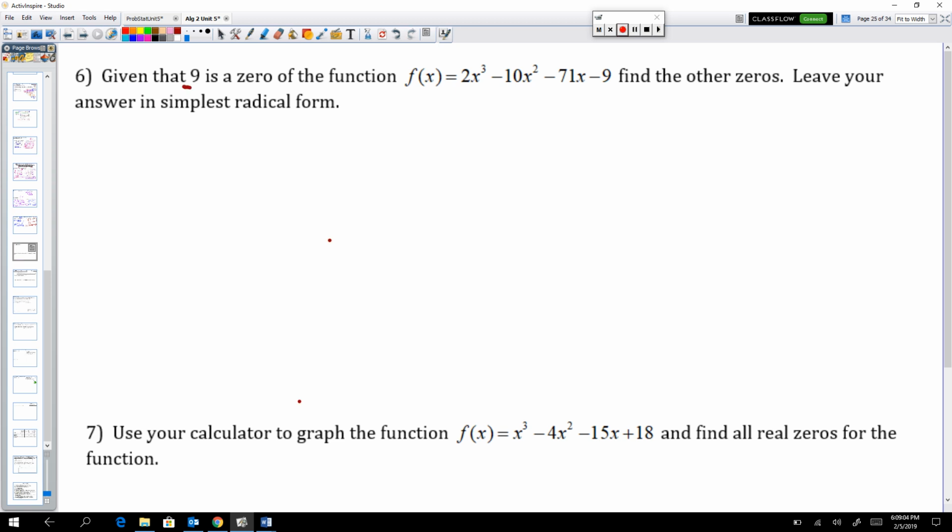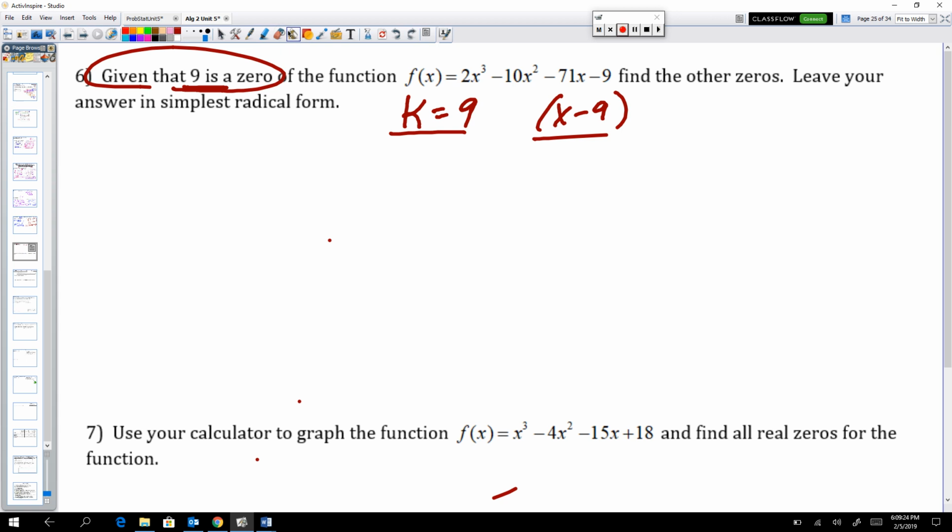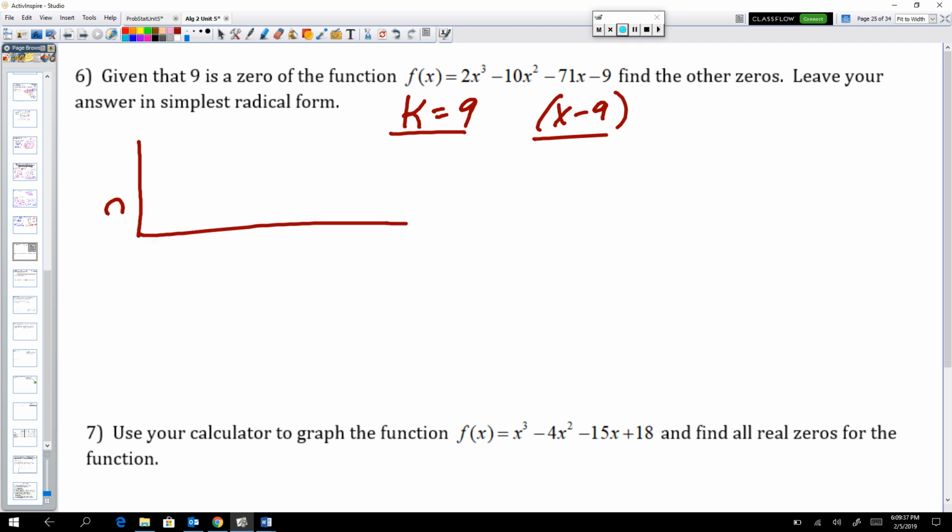Given that 9 is a 0, so this is a lot of wordy words to say, hey, k equals 9. Here's a given factor for you. X minus 9 is a factor, okay? So given that 9 is a 0, k equals 9, x minus 9 is a factor. That all is 3 different ways of saying the exact same thing. And when you knew that k equals 9, what did you do with that information? You used that information to divide out that factor x minus 9 and get yourself down to a quadratic that you knew what to do with.